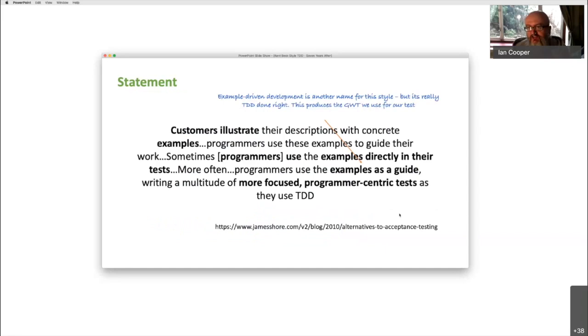But customers illustrate examples, and the developers basically use the examples as a guide to write their tests. We see it in the elaboration. The customer says, this is the user story, here are the acceptance criteria, and then we use those to write our unit tests, our TDD tests. Right? Even I say unit tests, it's just become so ingrained, but developer tests. Okay. And that's where we get self-documented code from.